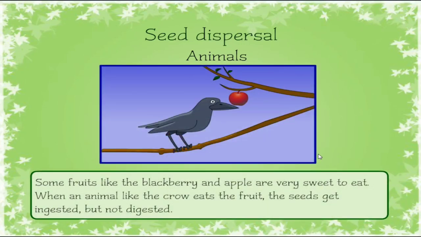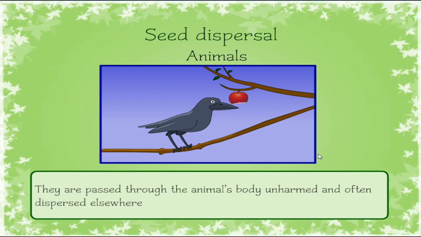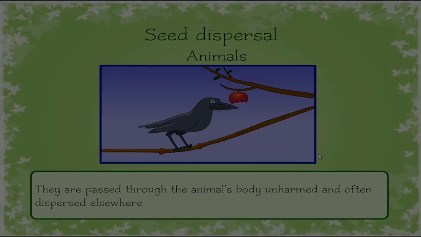Some fruits, like the blackberry and apple, are very sweet to eat. When an animal, like the crow, eats the fruit, the seeds get ingested but not digested. They are passed through the animal's body unharmed and often dispersed elsewhere.